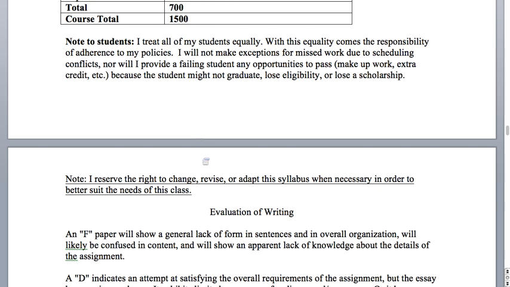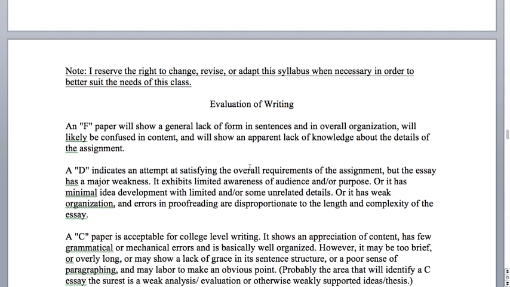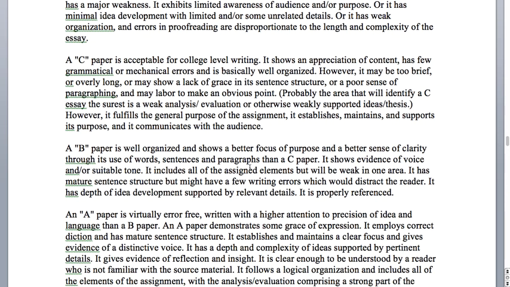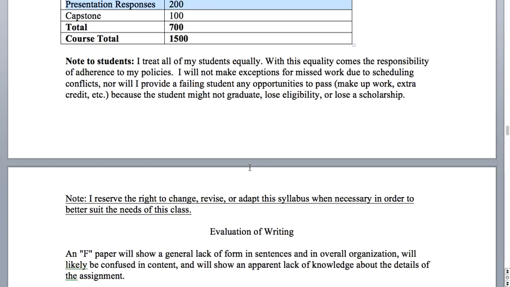I do reserve the right to change, revise, or adapt the syllabus when necessary in order to better suit the needs of this class. I will never change it to your detriment, meaning I won't add an extra 500 points of writing assignments or things like that, because that's not fair. That's not what you signed on for. It will only be to your benefit. That might be moving an assignment back a week. It might be dropping an assignment. Those are important things.